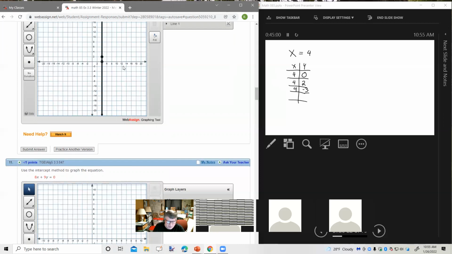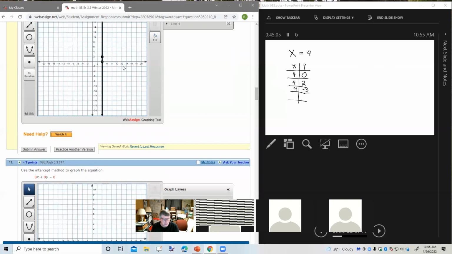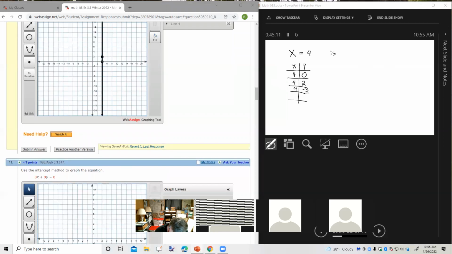How would you describe that line? I know it's a straight line, but is it going vertical? It's a vertical line, isn't it? Exactly. The graph of x equals 4 is a vertical line. Because if x equals a constant, y can be anything it wants to be, but x is always going to be that constant. And if you have a line with the same x value all the way up and down it, it's going to be a vertical line. Okay with that?